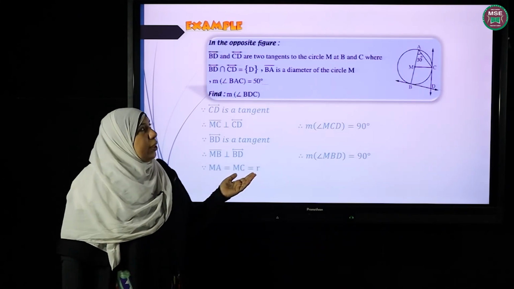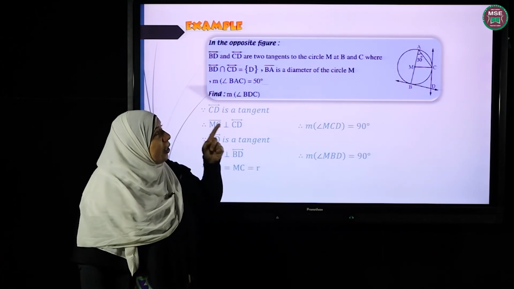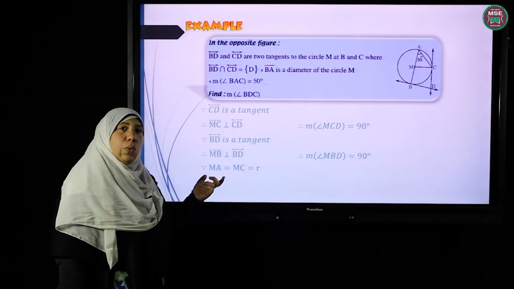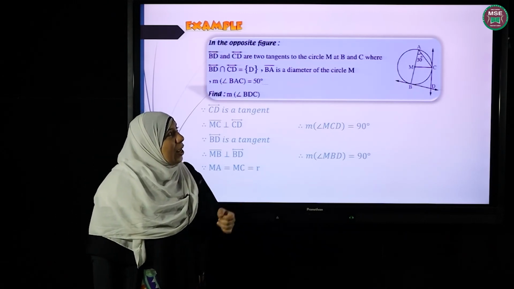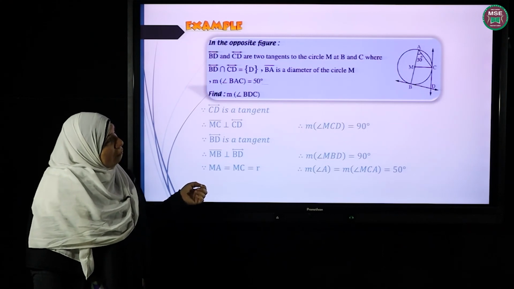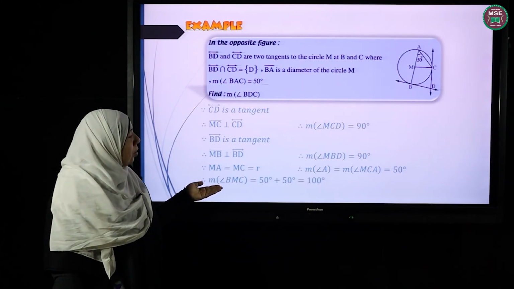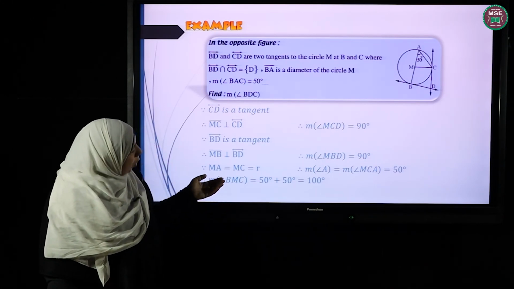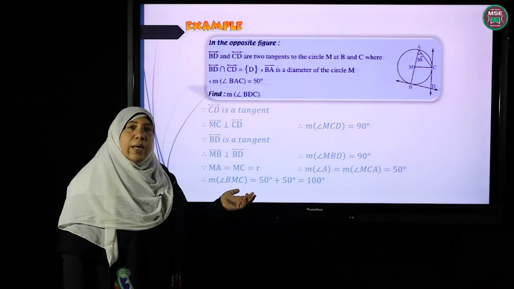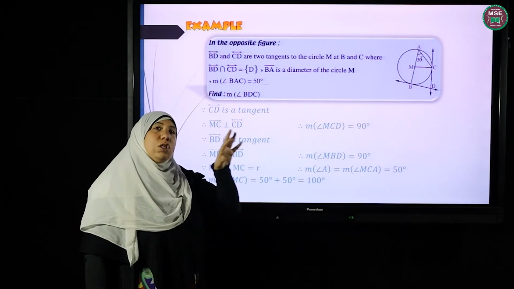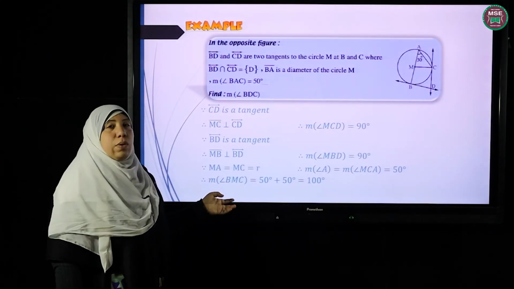And we said before that the triangle AMC is an isosceles triangle because MC equals MA. So angle MAC is also 50 degrees. I can find angle BMC, which is an exterior angle to this triangle, equal to the sum of the two far angles, or the two non-adjacent angles, equal 50 plus 50 equal 100.